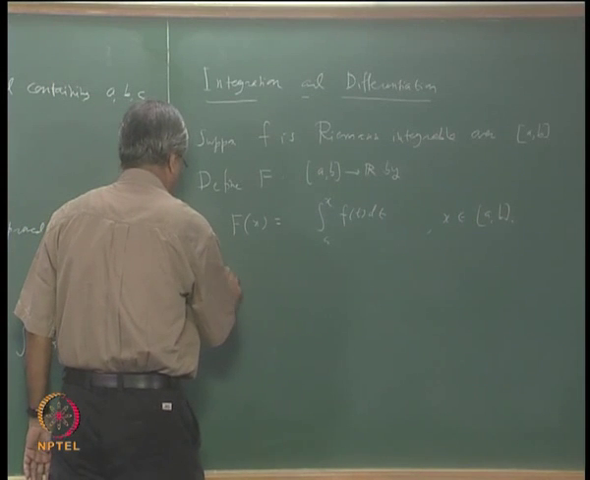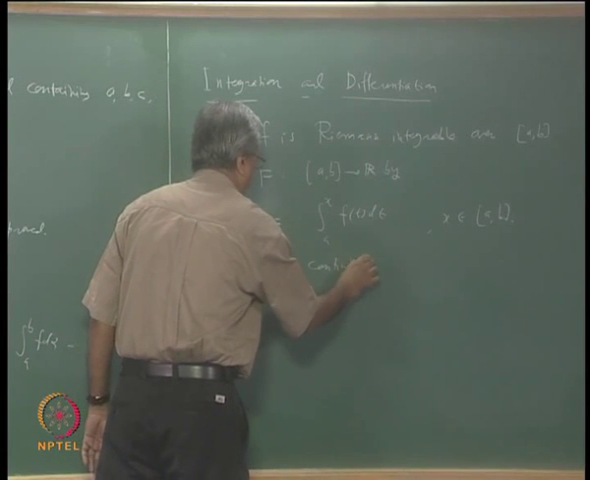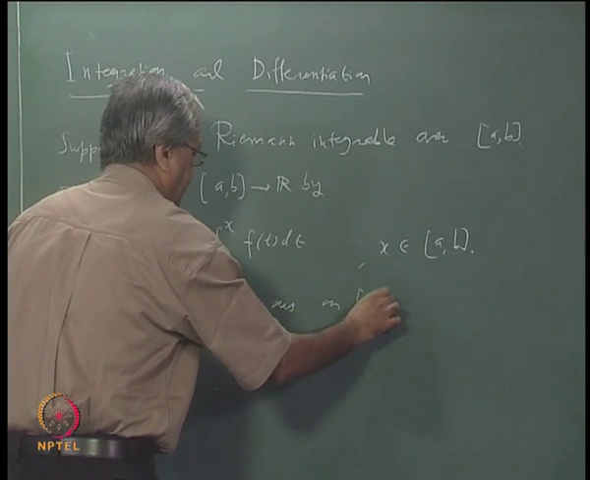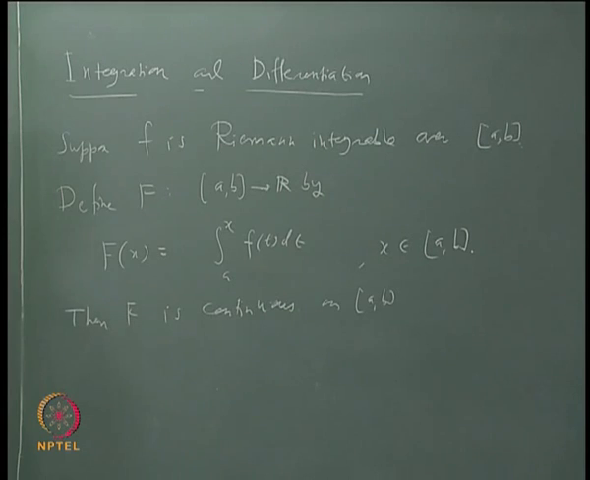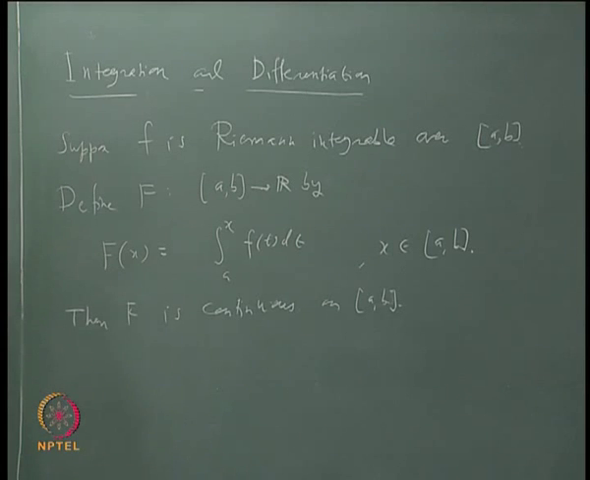Then big F is continuous on AB. This is the first thing. In fact, we can show that it is uniformly continuous, but that is not a big thing, because any continuous function on a closed and bounded interval is uniformly continuous. So that is something that you already know. I could have stated that big F is uniformly continuous, but there is no point, because we are not saying anything new by saying that.